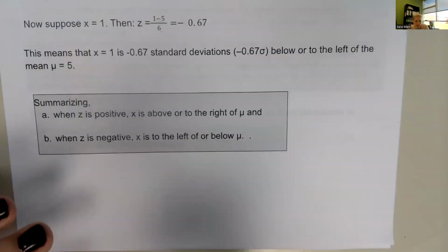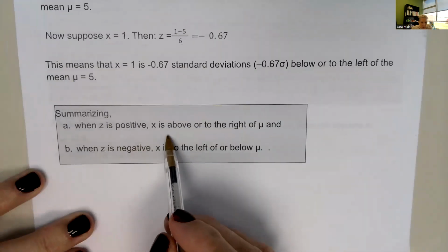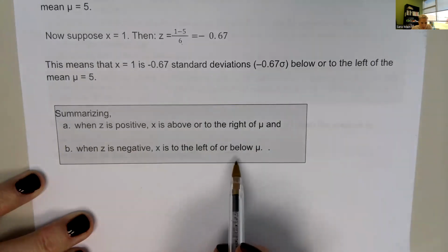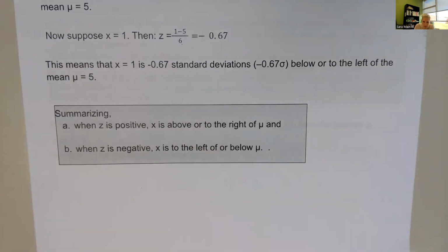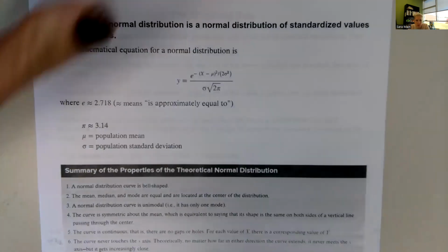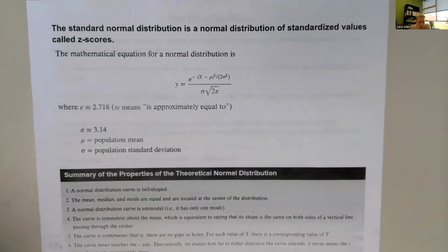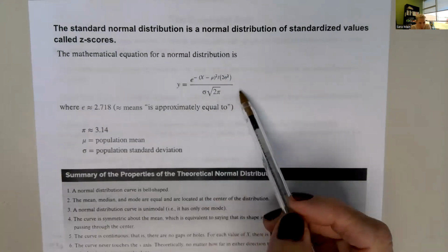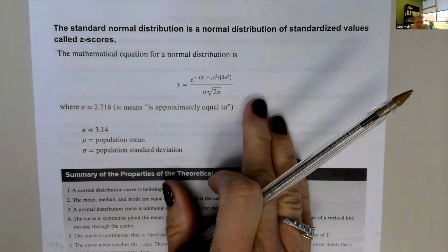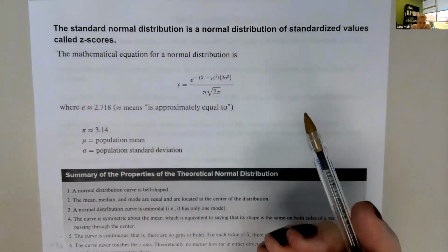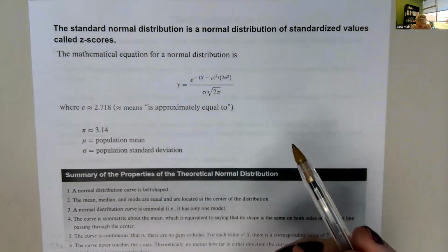So summarizing this, when z is positive, x is above or to the right of the mean. And when z is negative, x is to the left or below the mean. The standard normal distribution is a normal distribution of standardized values called z-scores. And this is the calculation of that. We are not going to do any of this on our own. We're going to let a program, or a command, in Desmos calculate this.